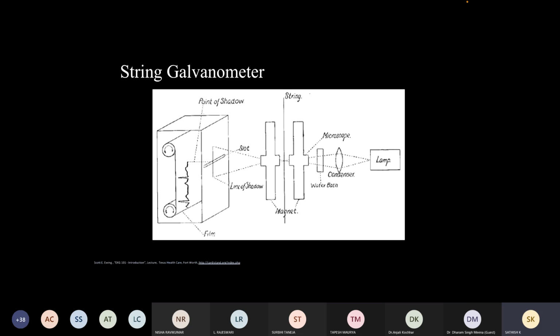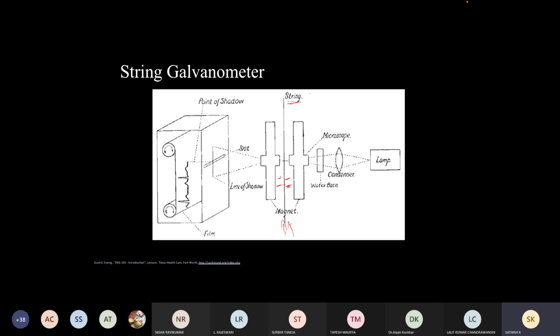Here, this is the string in between the electromagnetic fields. So this string vibrates whenever electric current passes through it. Whenever the electric activity of the heart passes through the string, it vibrates. When light is passed through this vibration, it forms an image on this photographic paper. So he was able to record the electrical activity of the heart through this paper.